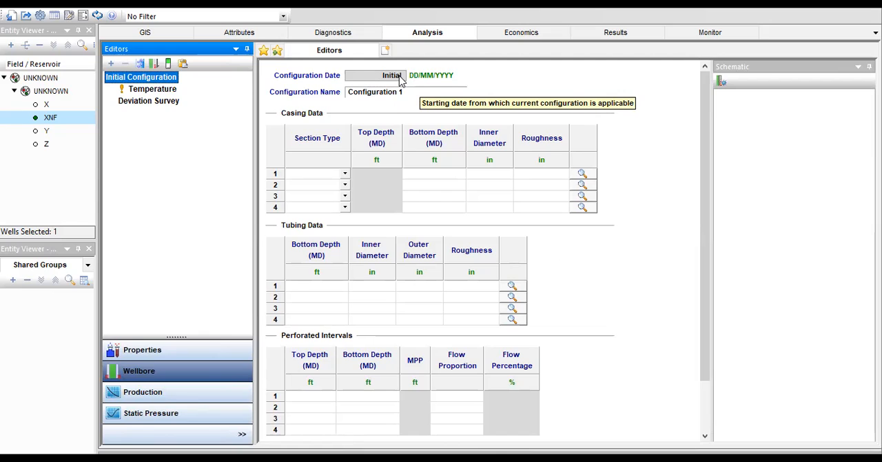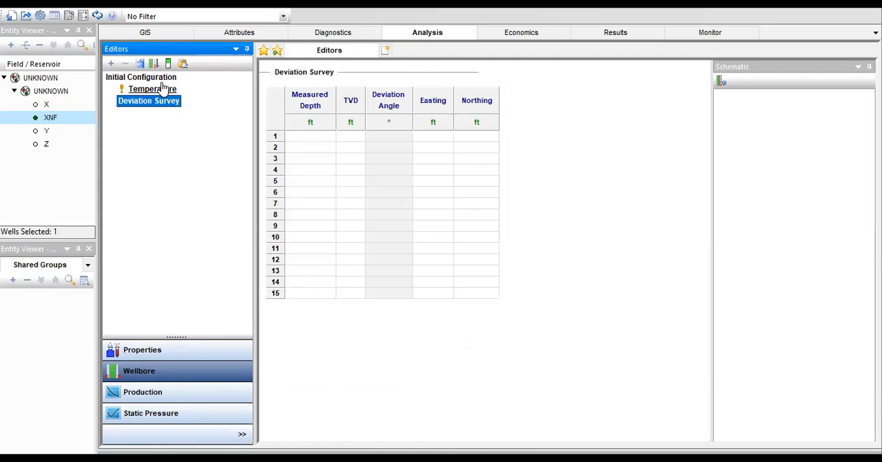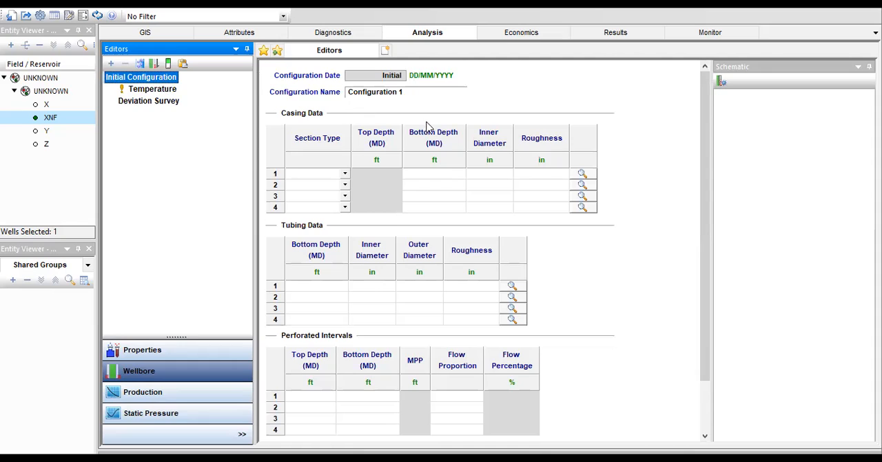Okay, so the first time the well produced, that will be the configuration date. And temperature, deviation survey. So let's do this first. Casing. We have section type, top depth, bottom depth, and then inner diameter, roughness. Okay, so let's deal with this one.